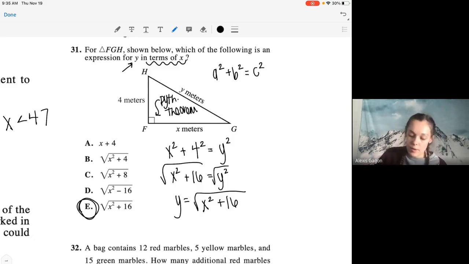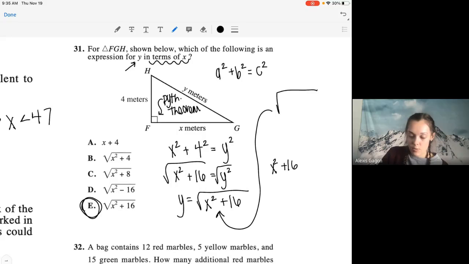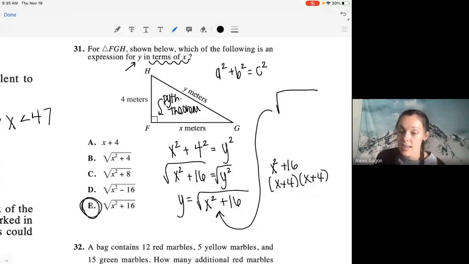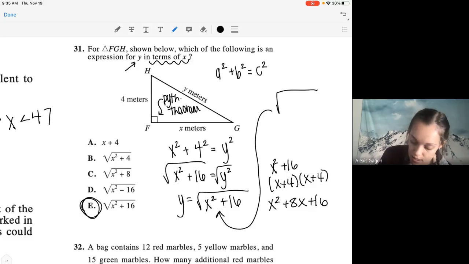No. So think about if this inside, if we could factor x squared plus 16 to be x plus 4 and x plus 4, then yes. But that does not factor to be that, because if we were to multiply that back out, you get x squared plus 8x plus 16. So this does not equal that.